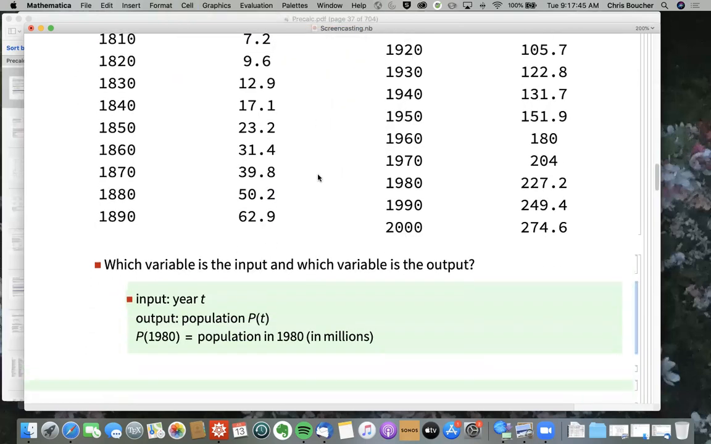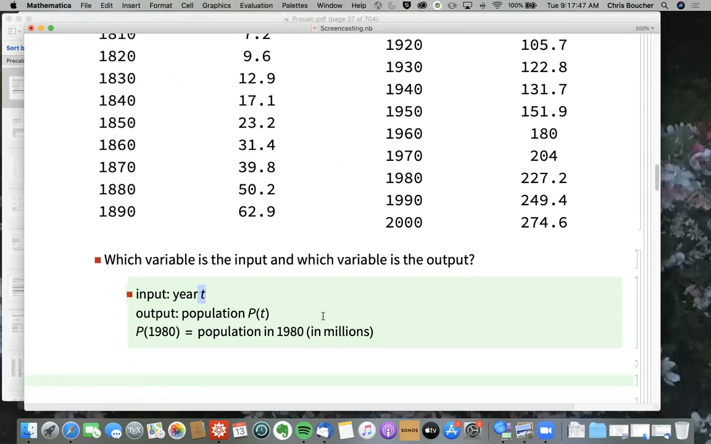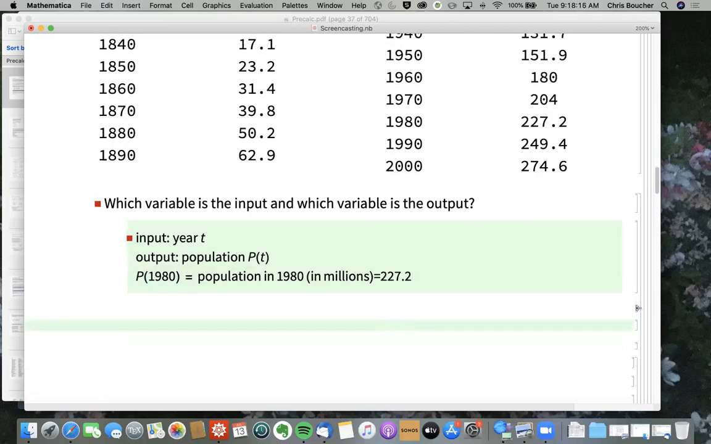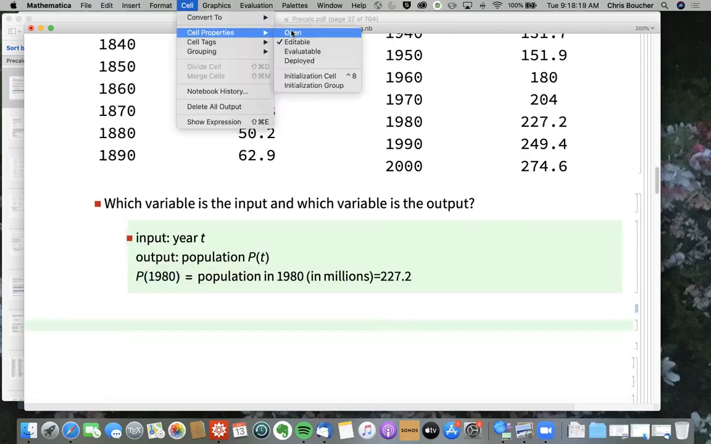So the input is the year, we'll call that T. The output is the population, so it makes sense to express the relationship as P of T, right? So P is the name for our population function. And so what this model means is that if we were to evaluate P of 1980, that would give us the population in 1980 in millions, which in this case is just 227.2. So I suppose we can write that. There. Okay. All right. So now we understand our model a little bit.